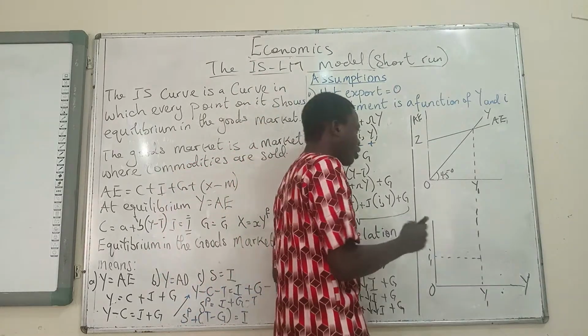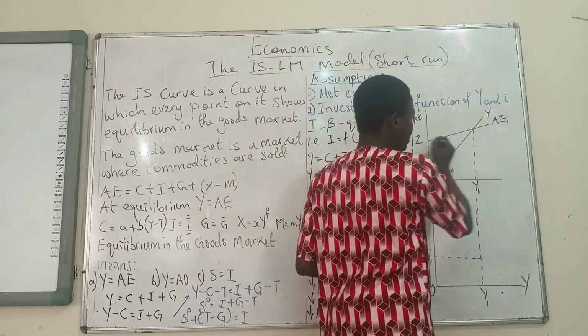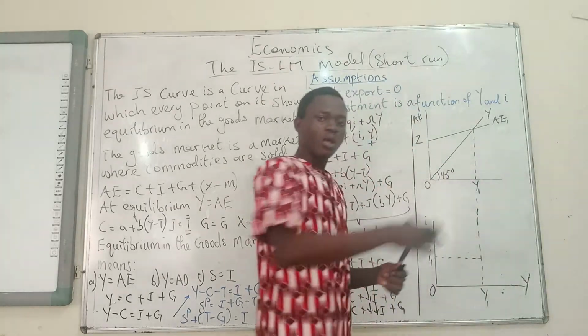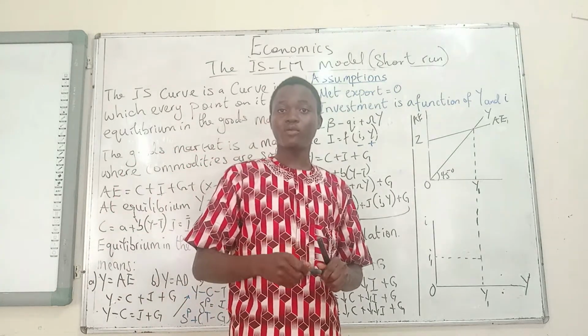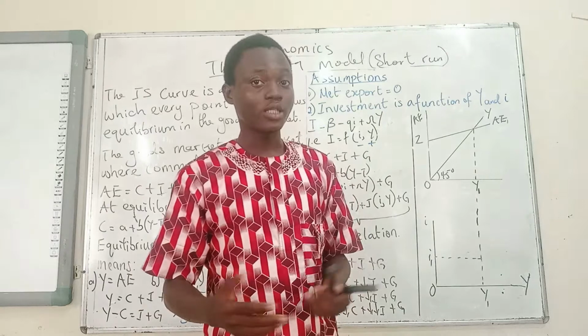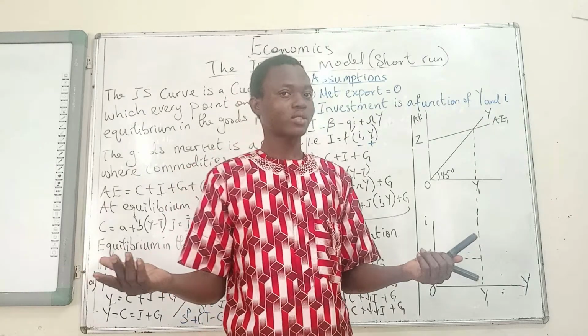So is AE going to fall? Is it going to be a shift? Or is it going to be a rightward rotation? So that made me go back to what we call the concept of the autonomous expenditure and the induced expenditure. So you really have to go back to those classes.